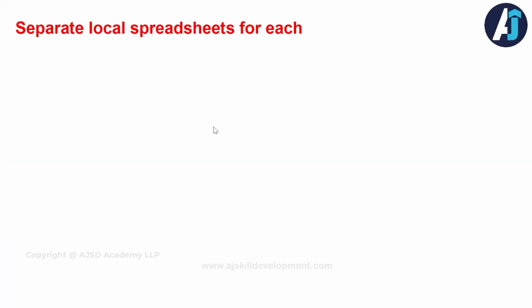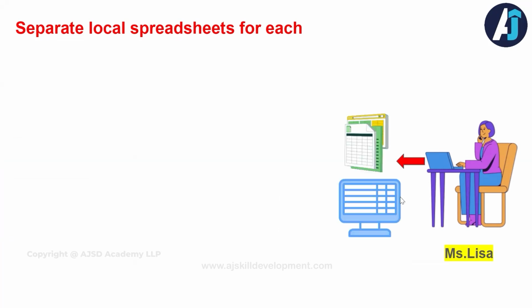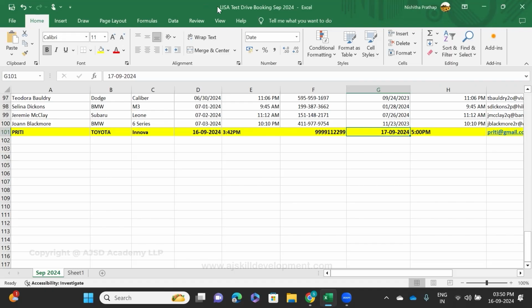Okay. So imagine that Lisa was recording all the information of her customers, whoever is booking the test drives, in a separate spreadsheet on her own machine. You have to note this very carefully. So these are local spreadsheets, right? So she is doing all these things on her own machine. Okay, I have shown you a demo also. This is actually whose spreadsheet?